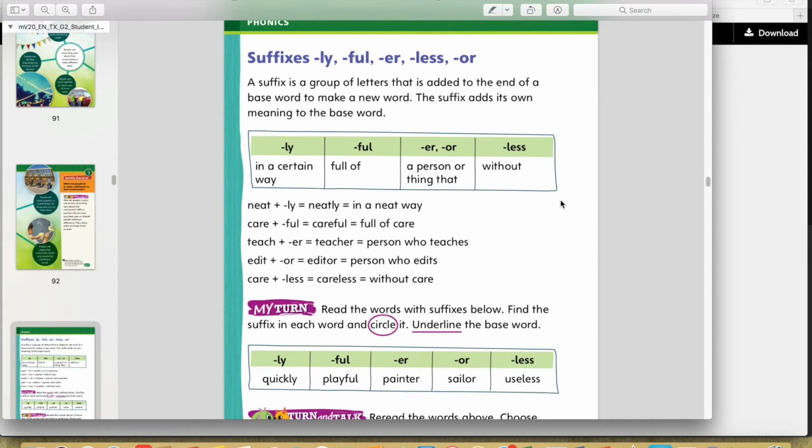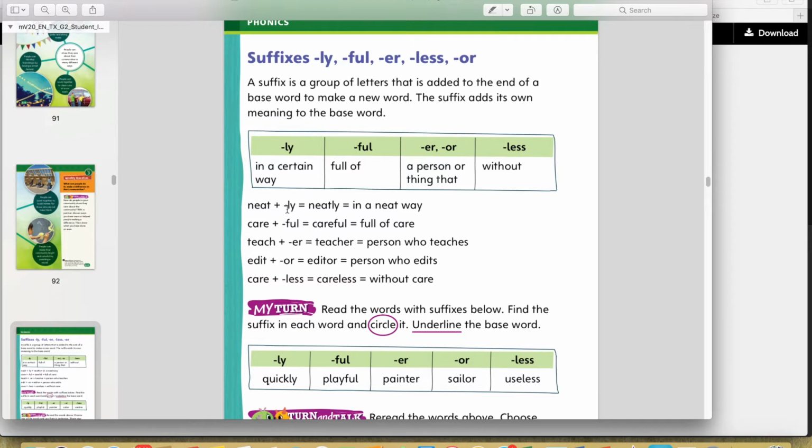I'll just do a quick review over what we learned last week, which was suffixes. So suffixes is a group of letters that is added to the end of a base word. And remember, a base word is a word that can stand by itself. And when you add that suffix to the end of a base word, it creates a new word. So the suffix adds its own meaning to the base word.